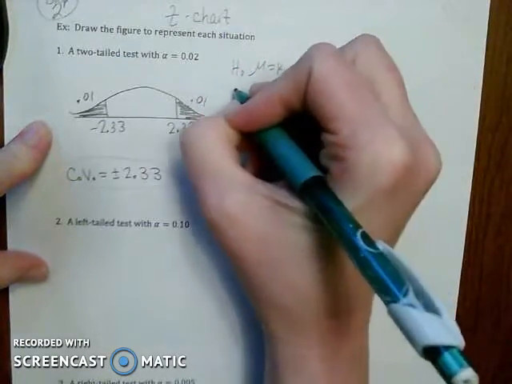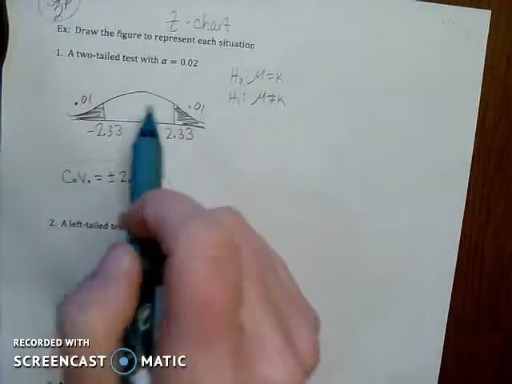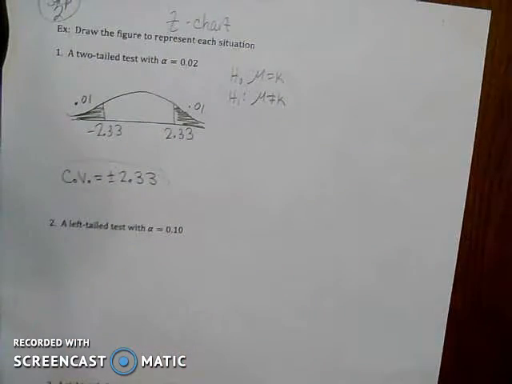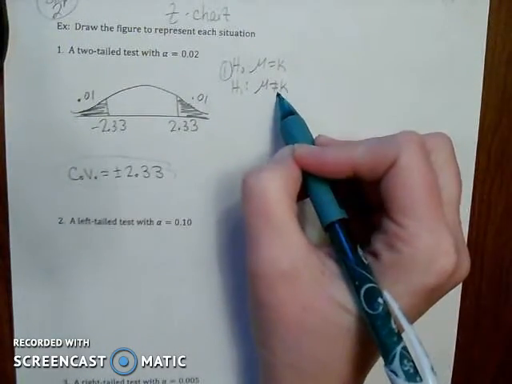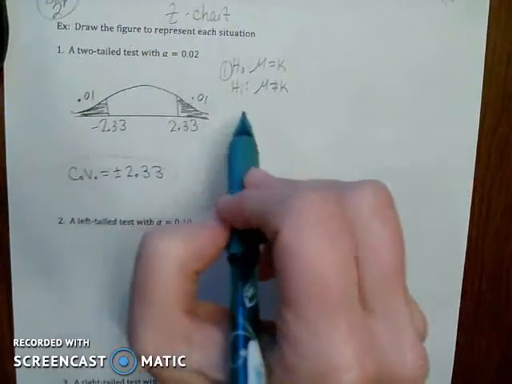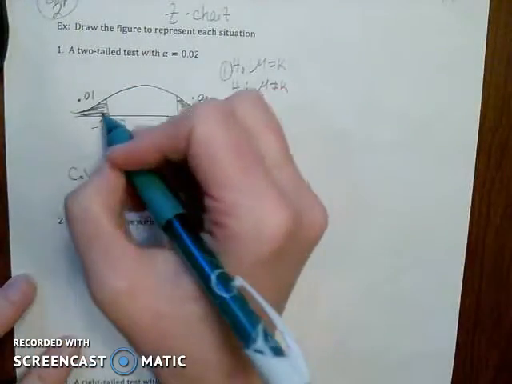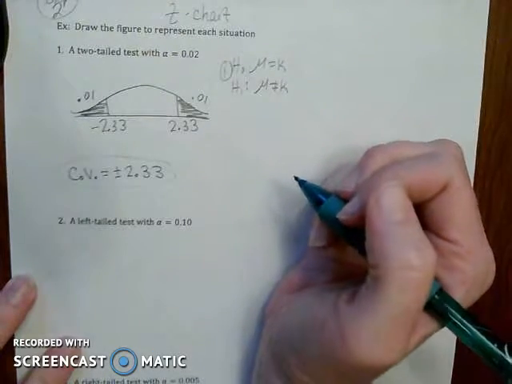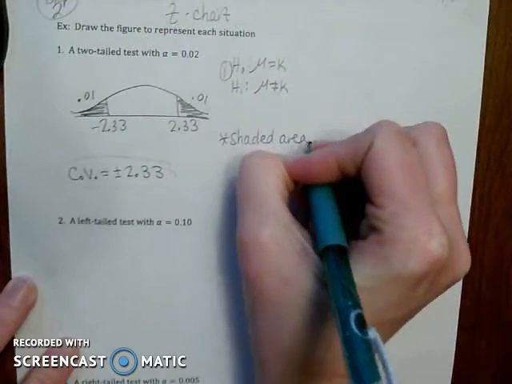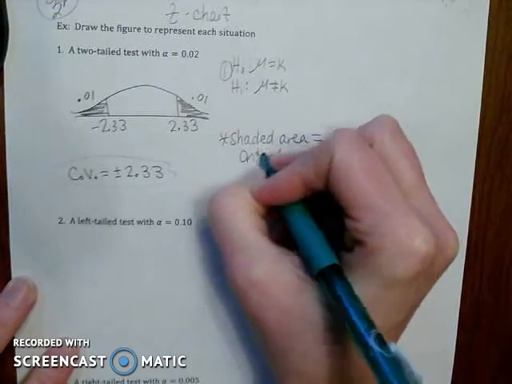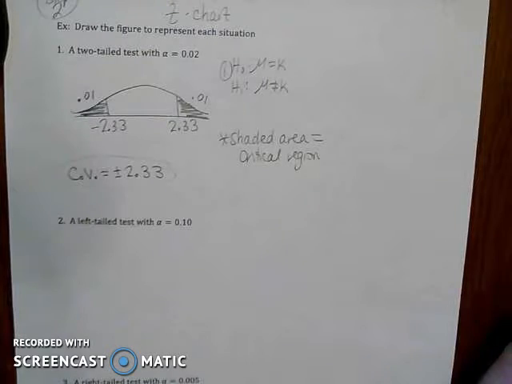Step 1 would look like this. Remember, mu is always equal to k. Since it's two tails, we need not equal to. It's not greater than or less than. It's not equal to because it's two tails. So step 1 has to have a not equal to. Step 2 then, if it said alpha equals 0.02, would look exactly like that. Your critical values are negative and positive 2.33. The shaded area is considered your critical region. So shaded region or shaded area equals the critical region, and what separates those critical regions are the critical values of plus and minus 2.33.